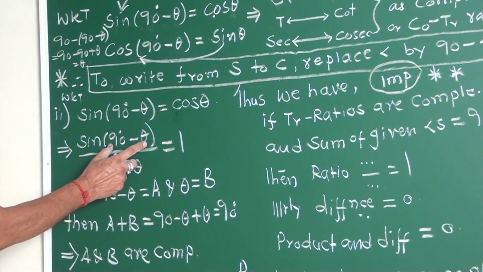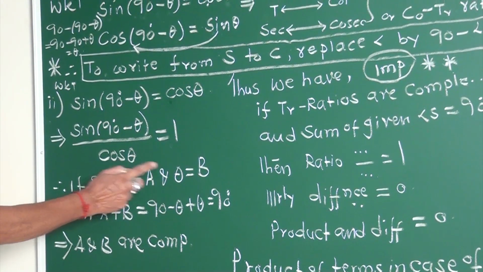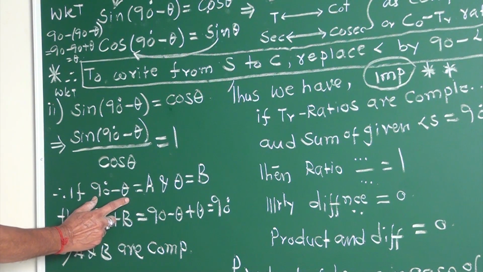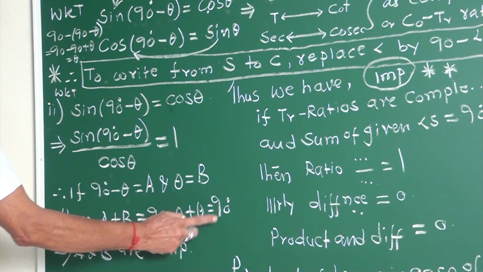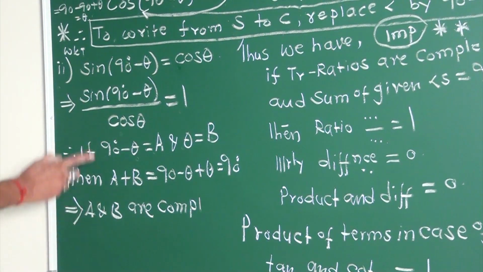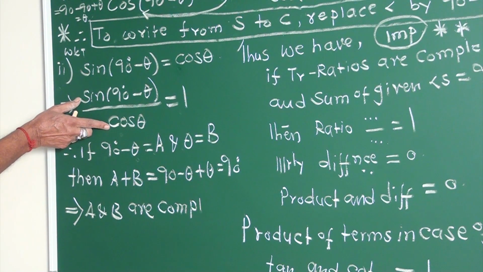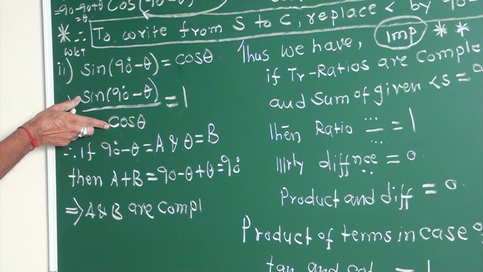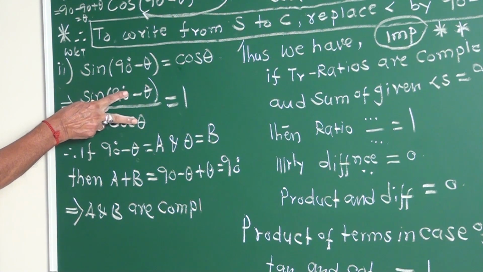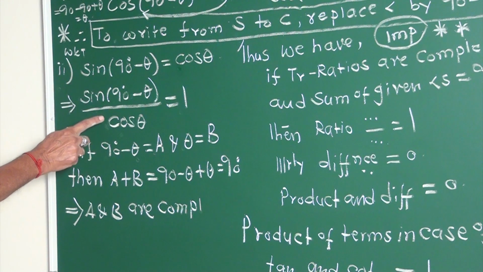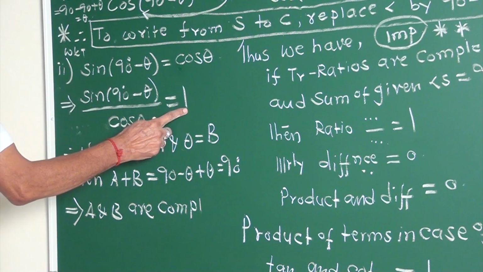If you put 90 minus theta equal to A and theta equal to B, then what is the sum A plus B? A plus B is 90 minus theta plus theta, which is 90. Then A and B are complementary angles. And what about sine and cos? They are complementary functions. Complementary functions, complementary angles. In that case, the ratio of them, sine with cos or cos with sine, either sine upon cos or cos upon sine is 1.